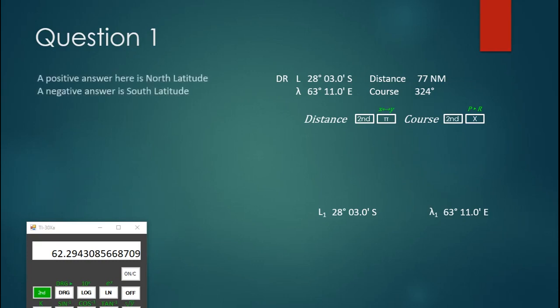If we get a positive number right here, that's going to be north latitude, and a negative number is going to be south latitude. Notice that we haven't put the addition or subtraction sign in right here because a positive number or a negative number right here has no bearing on if we add or subtract the correction. But it does let us know if it's a northerly or a southerly correction.